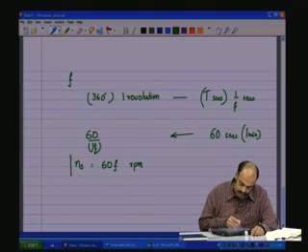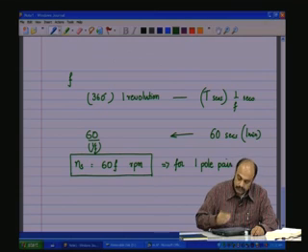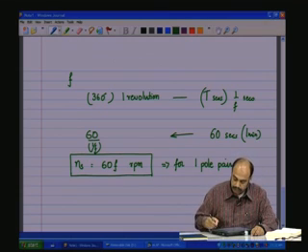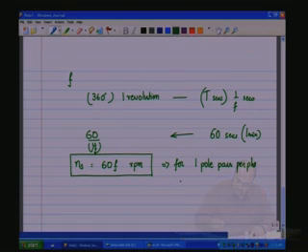Okay, this is your NS. This is for 1 pole pair, one pole pair per phase, or should we say there are two poles per phase.